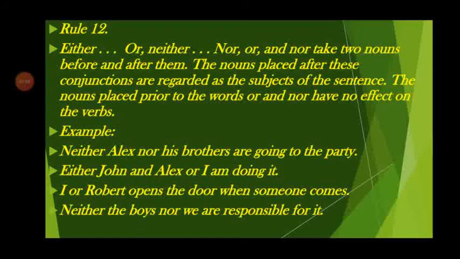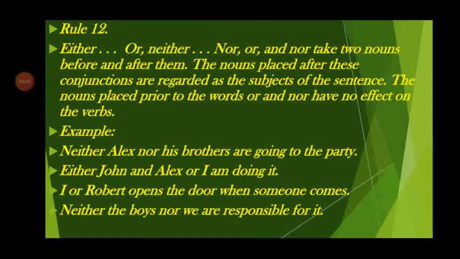Neither Alex nor his brothers. His brothers is to be taken into consideration. There, his brothers is considered plural, so that's why the verb is plural. Either John and Alex: there, and unites two subjects, that is John and Alex. So two are combined and treated as a compound noun.